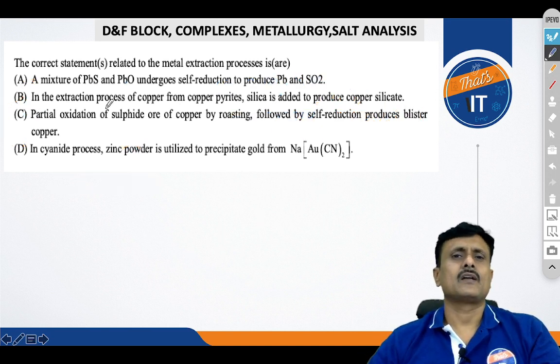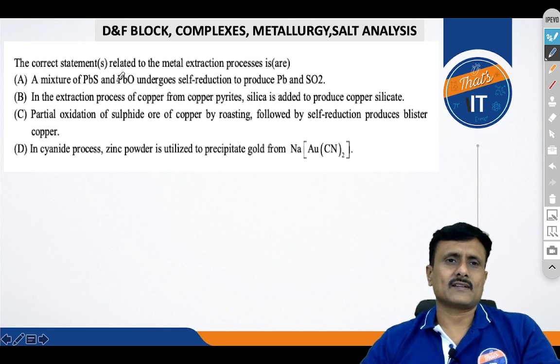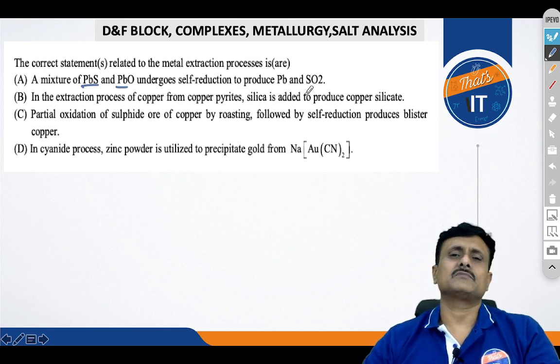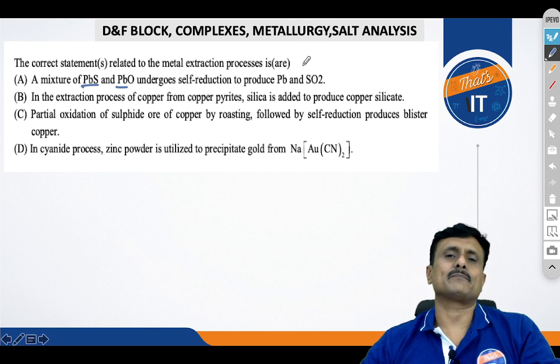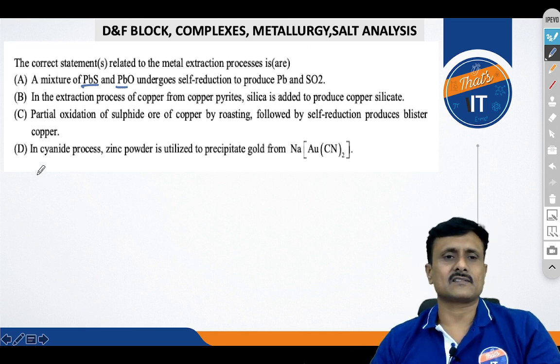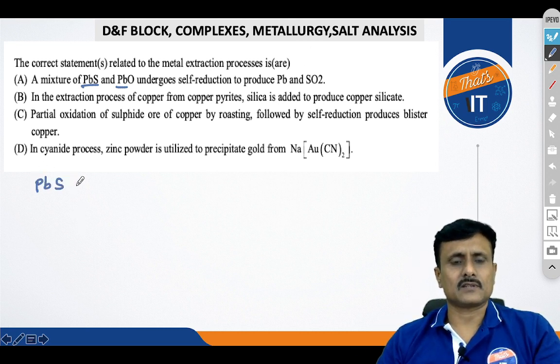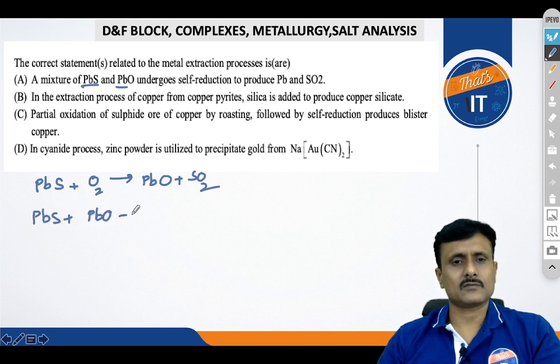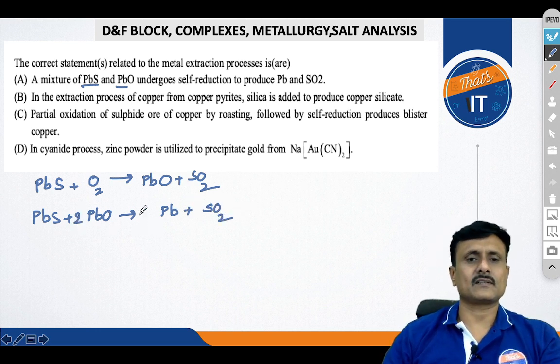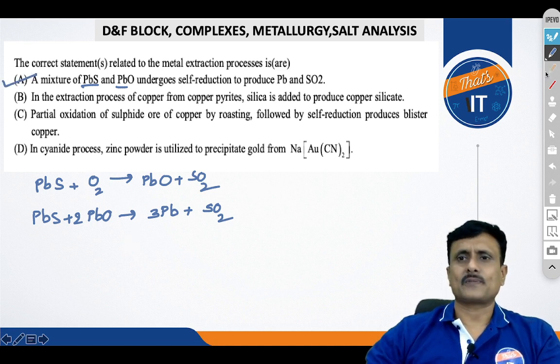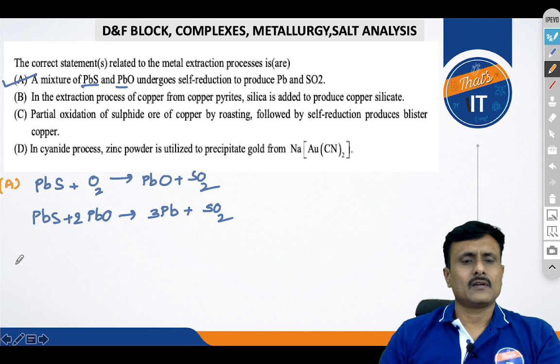Let's see the next extraction process related to PbS and PbO. You know that, right? Self reduction for lead as well as copper, very frequently asked, right? So your PbS gets oxidized to PbO and SO2, and this PbS will get reduced to give you what? Pb and SO2. You have to balance the equation, isn't it, right? So this seems to be correct.